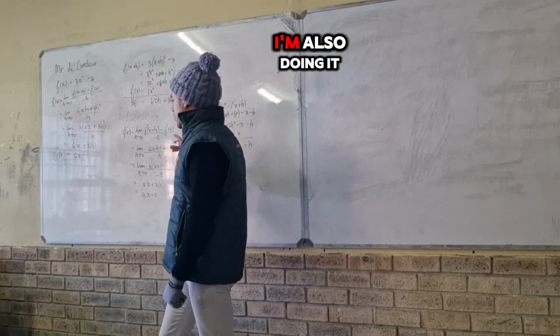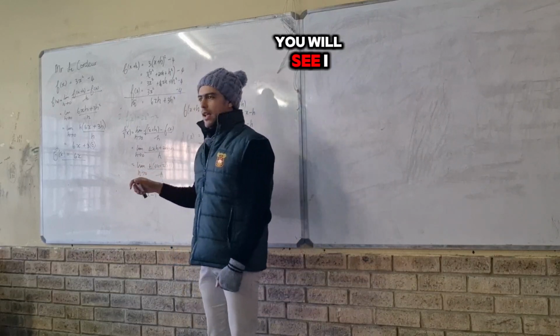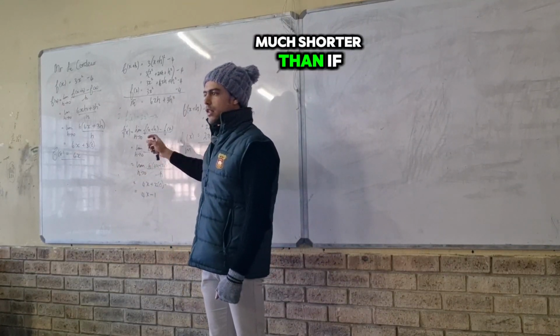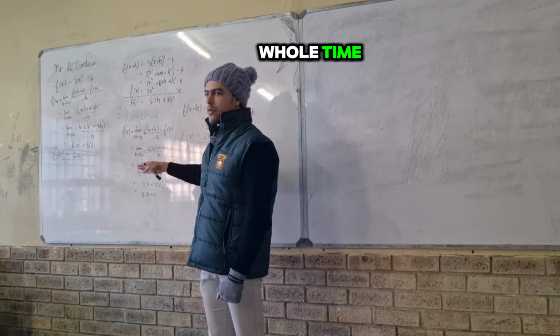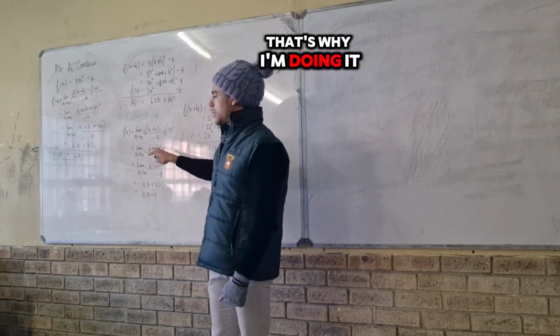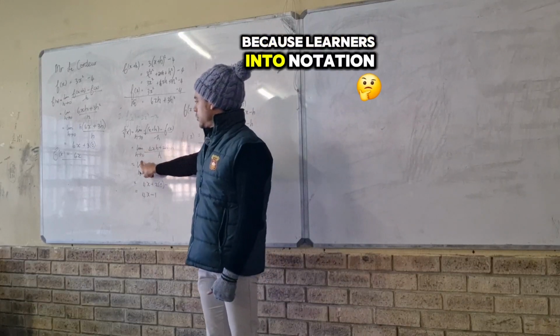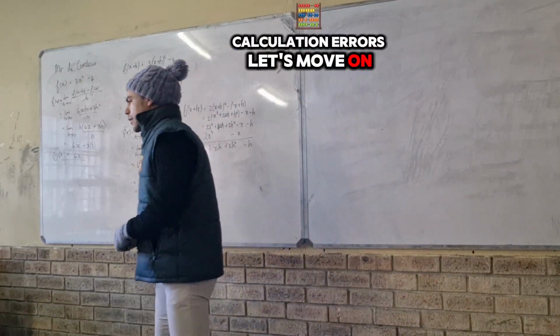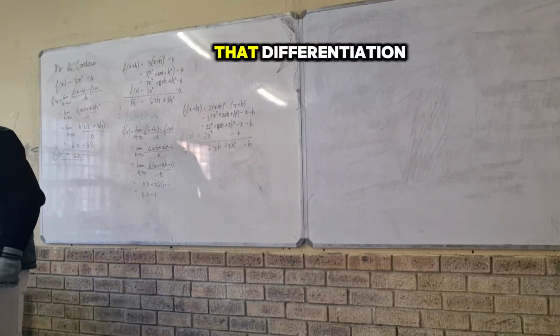And the reason why I'm also doing it like this, you will see, is that it looks much shorter than if you write out the limit the whole time. That's why I'm doing it like this, because learners tend to make notation errors or calculation errors. Let's move on. Now, we're good with the differentiation.